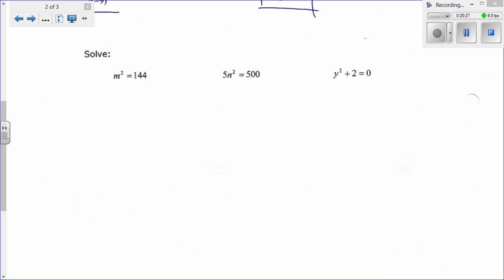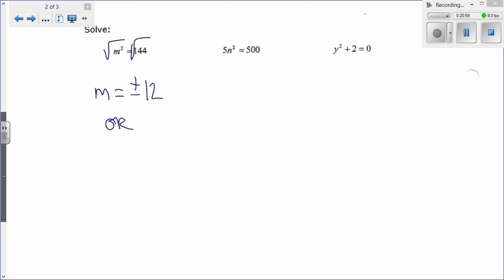All right, to solve m squared equals 144, I could simply take the square root of both sides. And when I do that, the square root of m squared is m, and the square root of 144 is plus or minus 12. If you choose to use this method, my guess is you will forget your plus or minus. I've been doing this for a long time, and I know that that's the mistake that people make. You can use that method if you don't forget your plus or minus. And that plus or minus is only needed when you're solving equations.